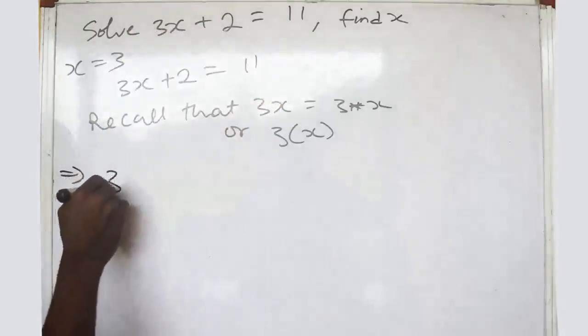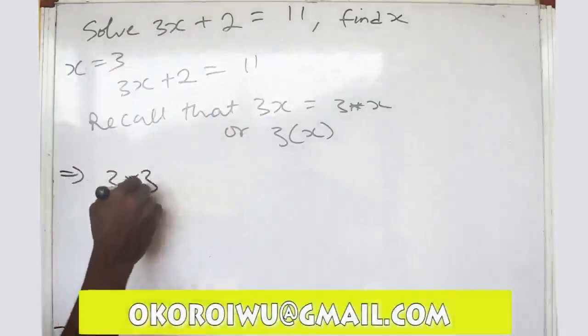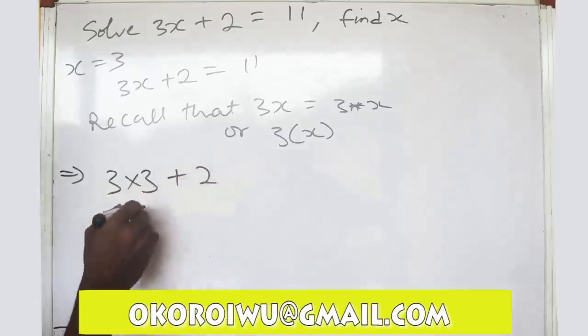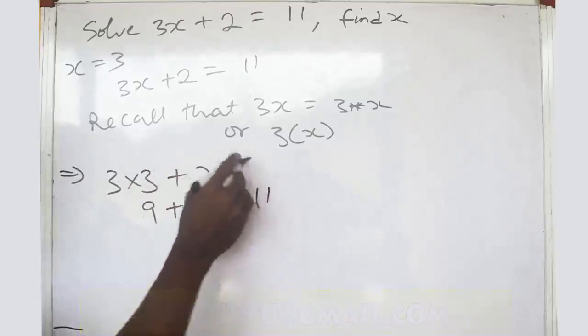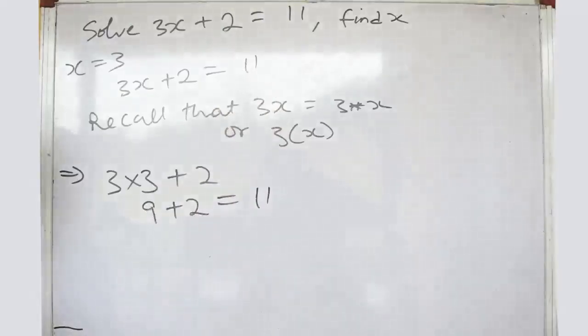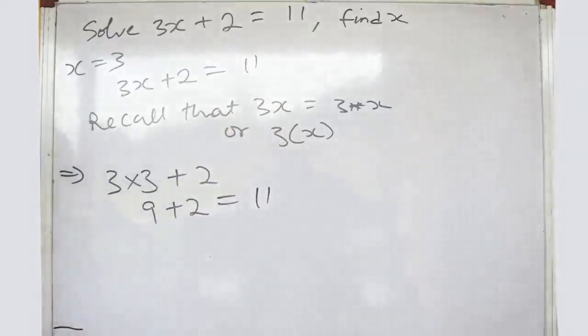So we have here 3 times, what is the value of x? We got x as 3, plus this 2. 3 times this is 9, plus 2. 9 plus 2 is 11. So this 11 at the left hand side is the same thing as this. So the answer is what? True. So this is the way we'll go about it to verify if your answer is right or wrong.